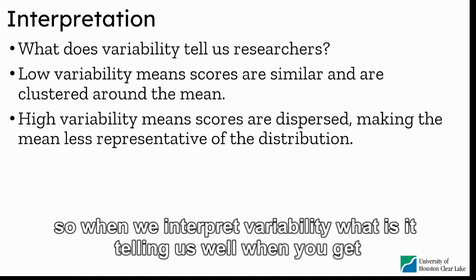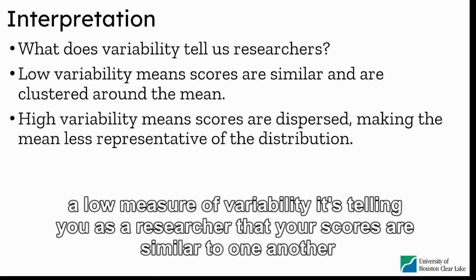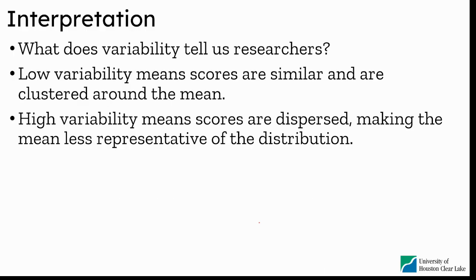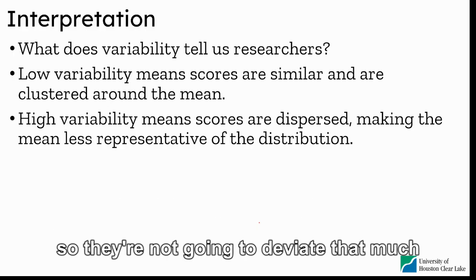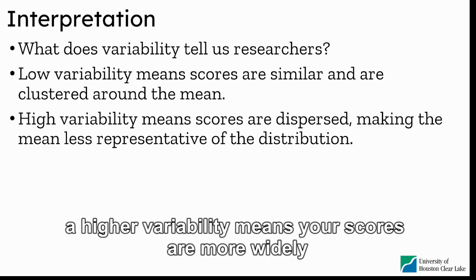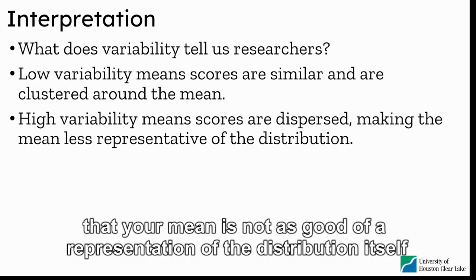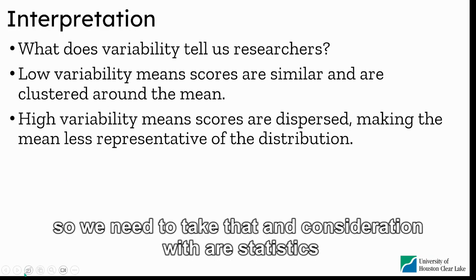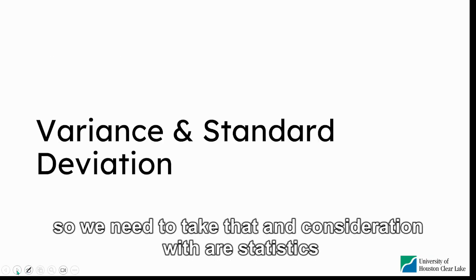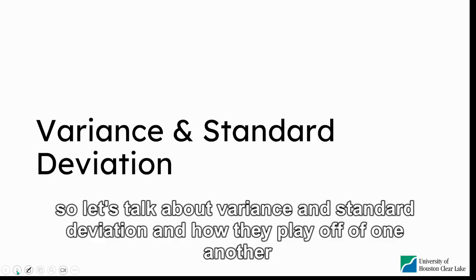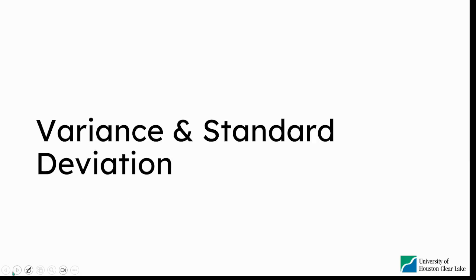So when we interpret variability, what is it telling us? Well, when you get a low measure of variability, it's telling you as a researcher that your scores are similar to one another. And they're going to be clustered around the mean. So they're not going to deviate that much. A higher variability means your scores are more widely dispersed and spread out, and that means that your mean is not as good of a representation of the distribution itself. So we need to take that into consideration with our statistics. So let's talk about variance and standard deviation and how they play off of one another, and also how you are going to calculate them.